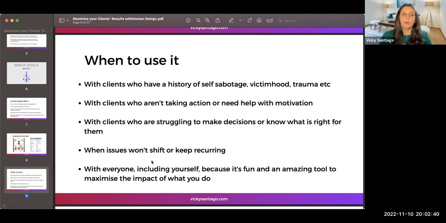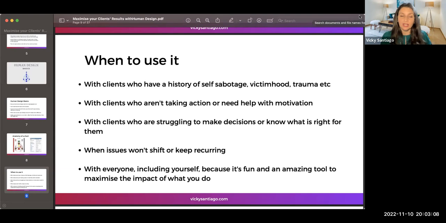So there's an example where human design was really useful to start to shake that off and realize, well, who am I really, and how do I really think and feel about things? It's really useful as well with clients who aren't taking action or who need help with motivation. It's useful with clients who are struggling to make decisions, or perhaps they don't really know what is right for them or what they want.